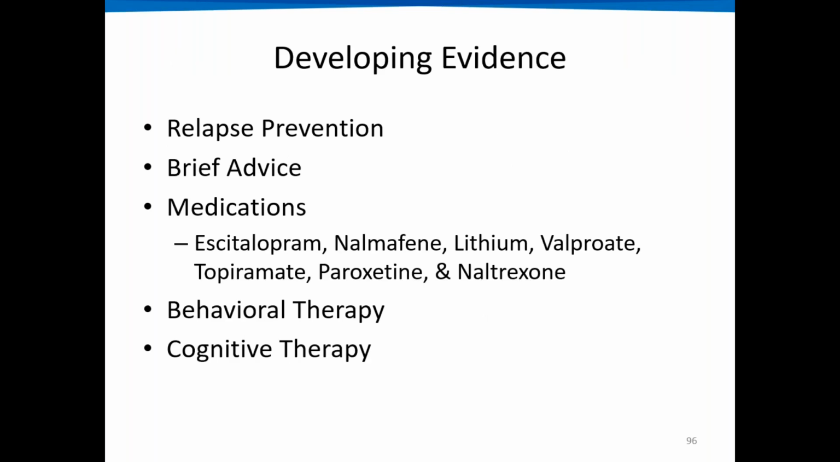In addition to these treatments that have high-quality empirical evidence, there are a number of promising treatment types that are on the verge of categorization as evidence-based practices. These include relapse prevention, brief advice, medications of various sorts, behavioral therapy, and cognitive therapy. These treatment types, even those well-tested in other areas of addiction, have no more than a single trial for gambling, or trials only tested by one source, which is why for gambling, they're listed as having developing evidence.